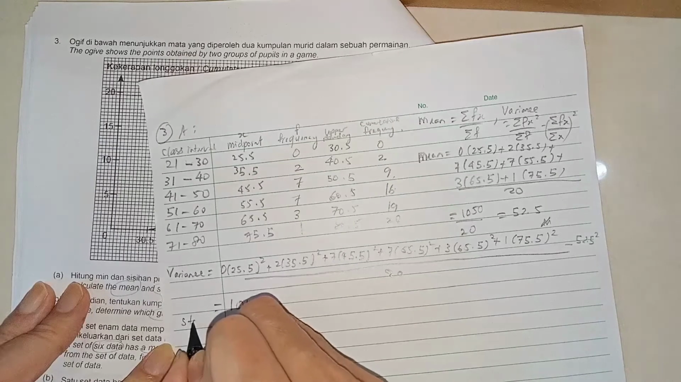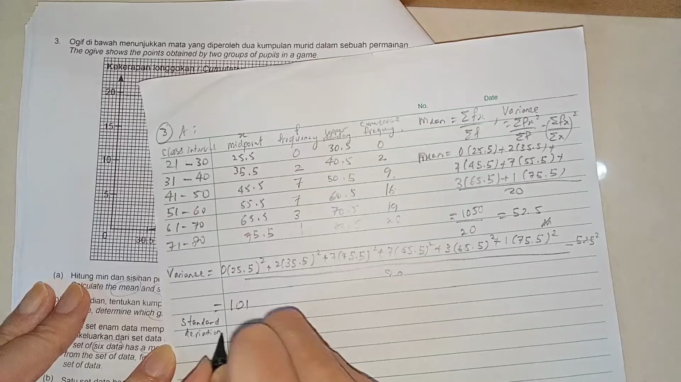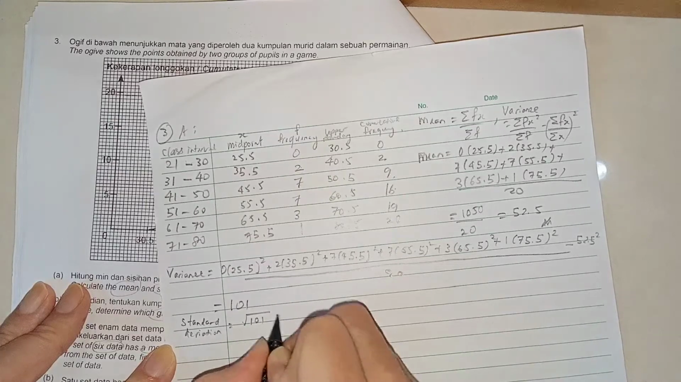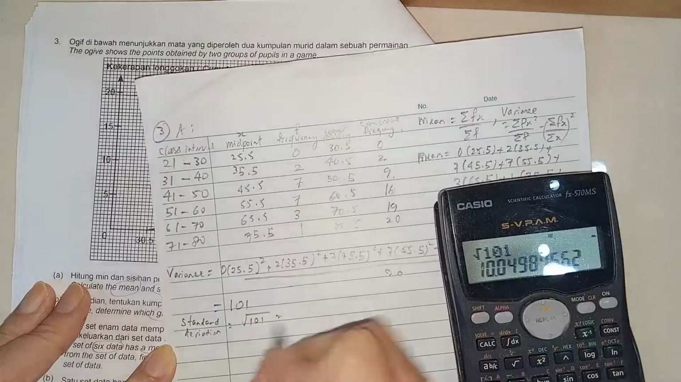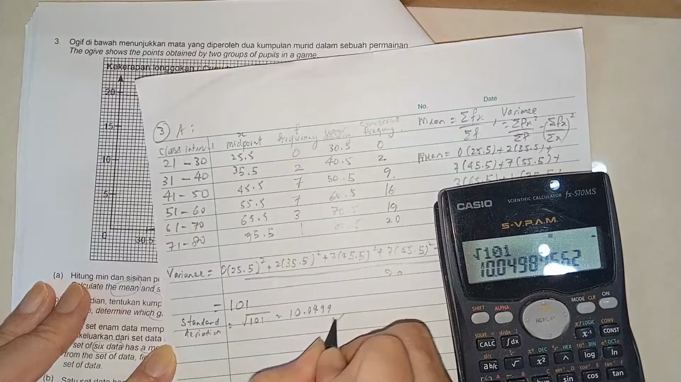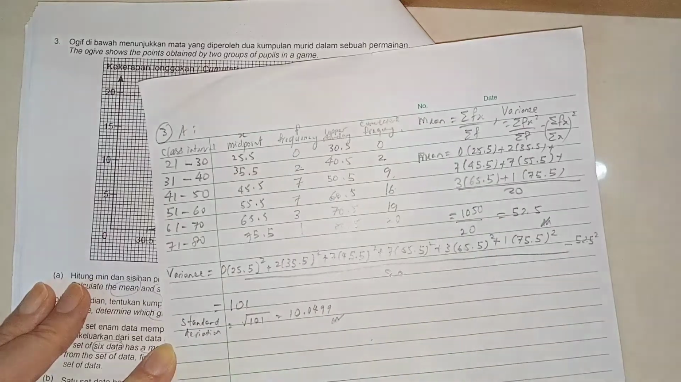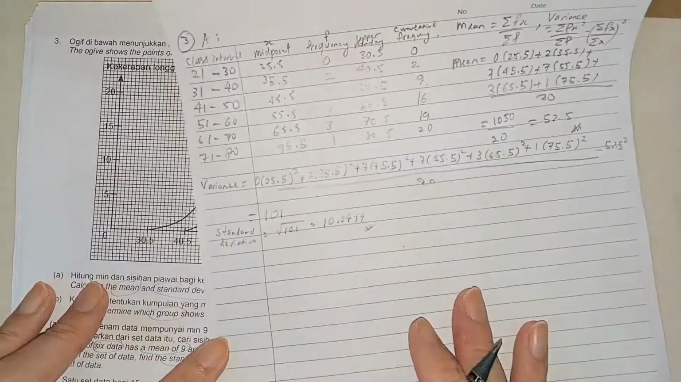So we're going to find the standard deviation. The square root of 101 is 10.0499 to 4 decimal places. Then you find B. Okay.